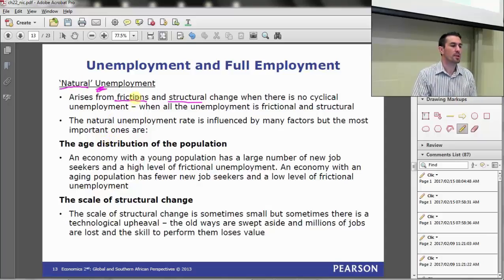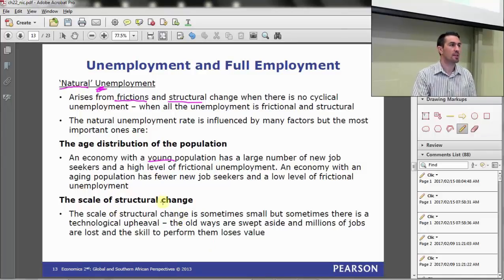What influences the amount of frictional or structural unemployment? Well, there are a number of different factors that the textbook briefly talks about. For example, the age of the population. If you tend to have a young population, then you tend to have more people looking for work, which means you tend to have higher levels of either frictional or structural unemployment, which means your natural rate of unemployment will tend to be higher. Okay?